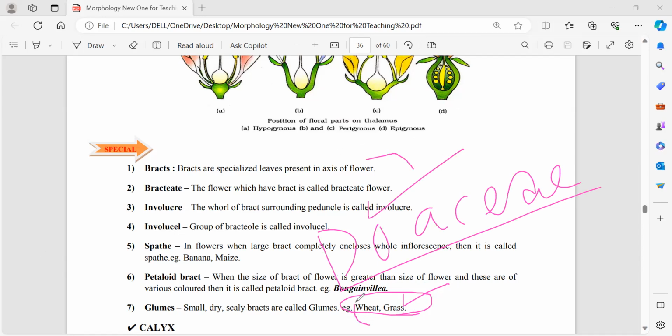We have examples of this family: wheat, grasses, paddy, maize. Now, what are glumes there?